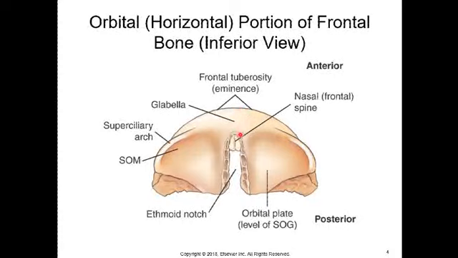external landmark for any type of positioning that you're doing. So this would be the anterior portion, and then back here would be the posterior portion of your frontal, and that is what it looks like.